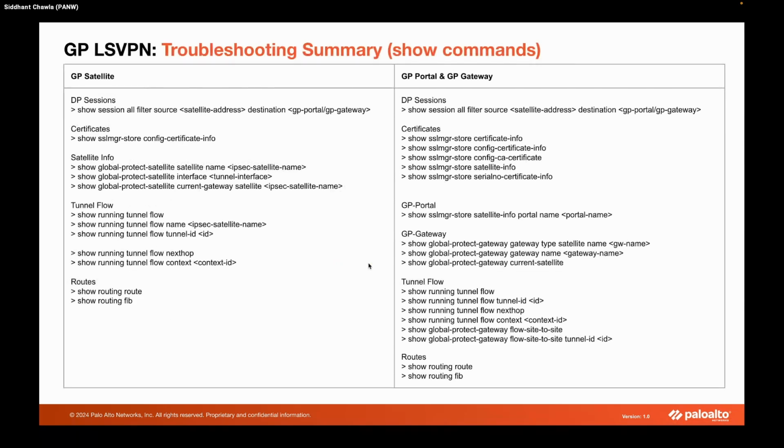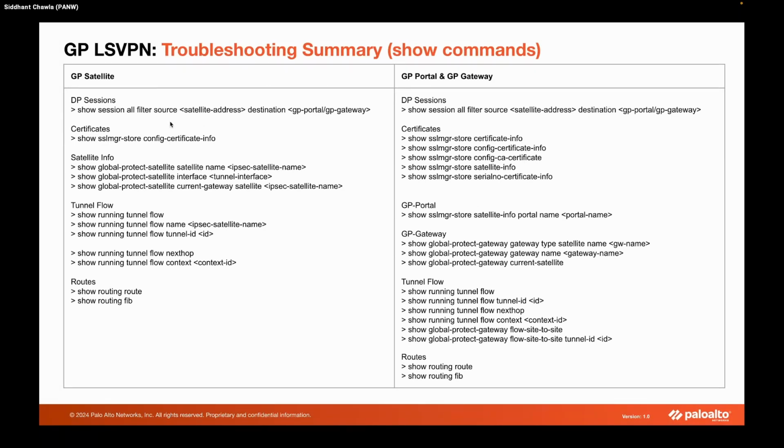So the troubleshooting summary. These are the commands which you can use, and some of the commands we ran on the satellites and gateway. For an active DP session, if you want to check, you can run this command: show session all filter source, satellite address, and destination, either GP portal or GP gateway, depending on whether you're checking for the active session on the portal or on the gateway.